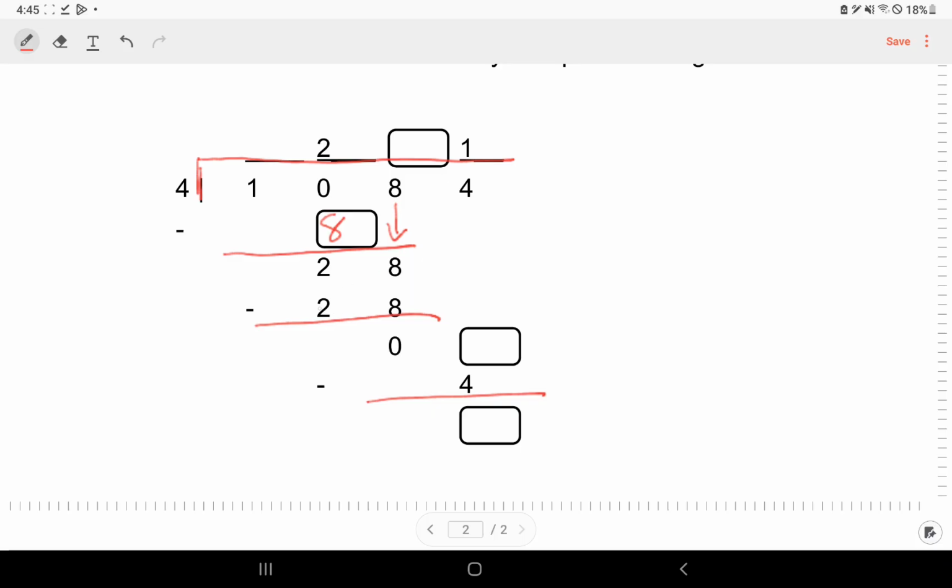And, well, it tells us that we're subtracting 28. So 4 times what is 28? Well, 4 times 7 is 28. 28 minus 28 is 0. So we bring down this 4. And so that 4 goes there. 1 times 4 is this 4. And 4 minus 4 is 0. And we're done.